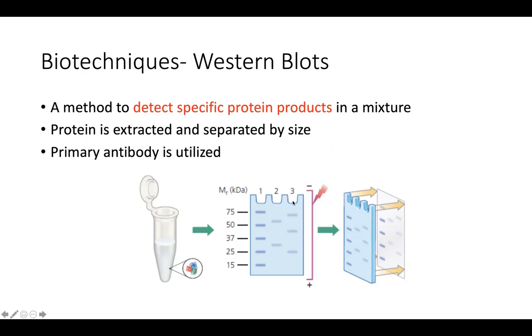And so when we're saying we're separating it by size, we're running in that first lane what we call a standard, right? This marker here in lane one has a mixture of known sizes. And depending on where your unknown sample aligns, we can identify the presence of proteins that may be in our mixture, based on the size, the molecular weight, and it's usually in kilodaltons for proteins, all right? And so again, this is a very old and useful tool. It's very, very common. We do a Western blot depending on what question you're trying to answer.